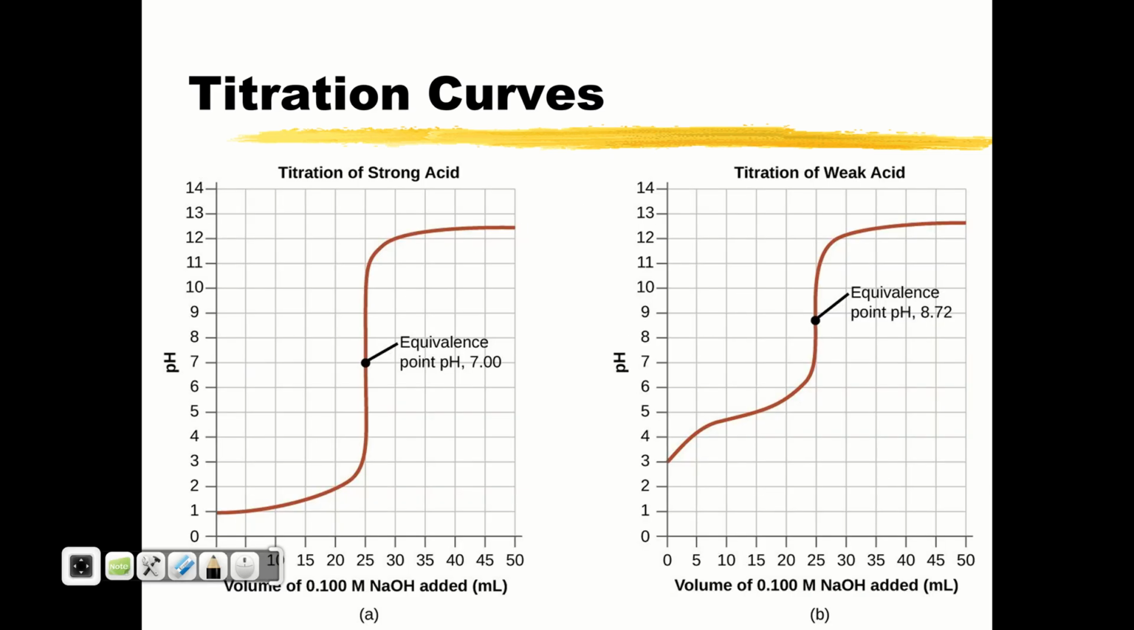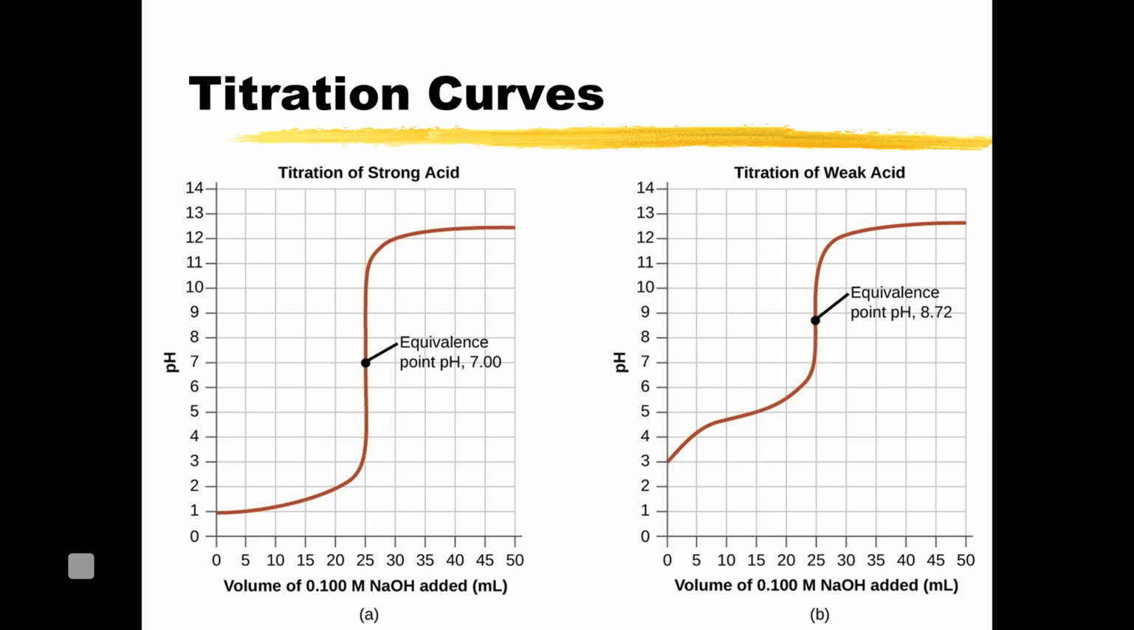The point in the curve where it's most vertical, we call that the equivalence point. And the equivalence point is where the moles of acid equal the moles of the base. They have completely canceled each other out, and all you have left, if you're doing a strong acid and base, would be water.